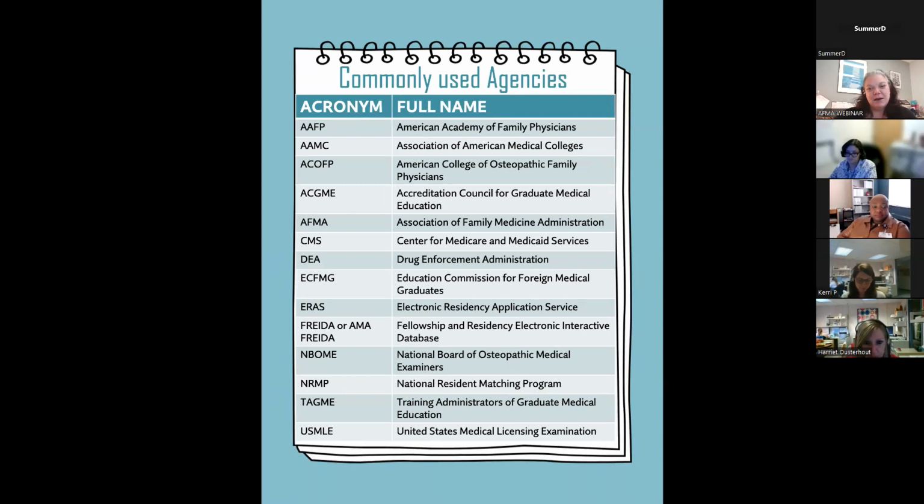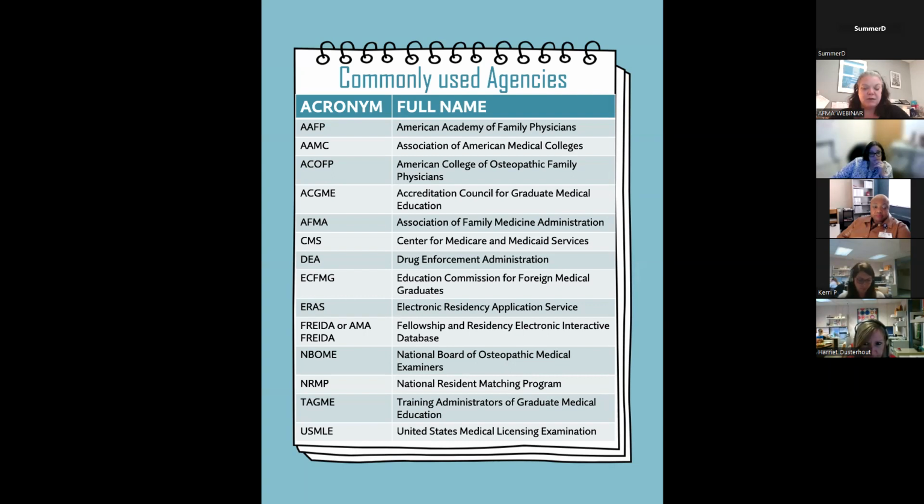Center for Medicare and Medicaid Services is CMS. That's how we get reimbursed for our residents. DEA, Drug Enforcement Administration. The ECFMG, Education Commission for Foreign Medical Grads. ERAS is the Electronic Residency Application Service, which everyone right now should know what that is and not be liking it very much. FRIDA, or AMA FRIDA. This is Fellowship and Residency Electronic Interactive Database.